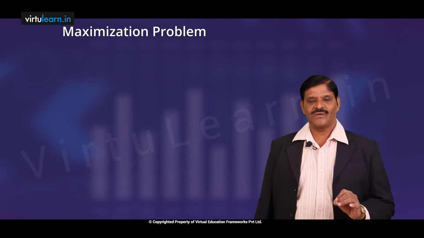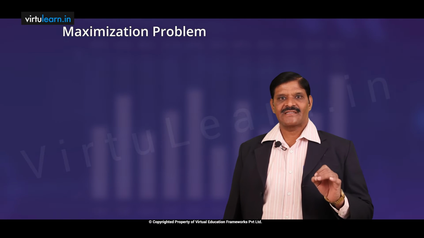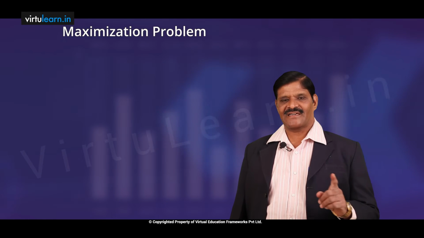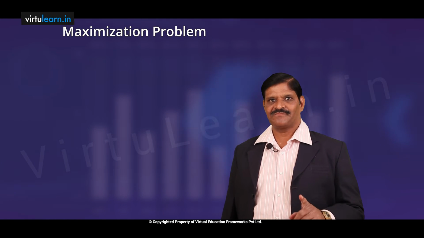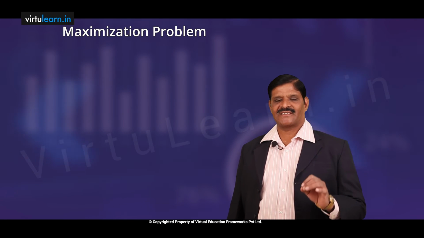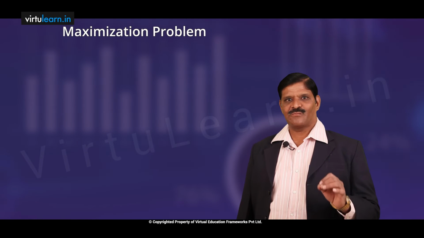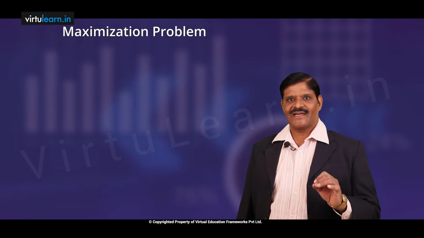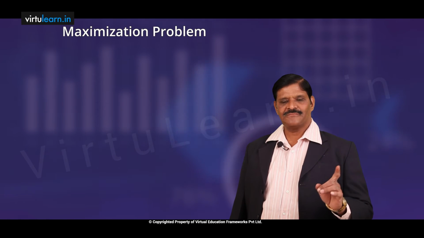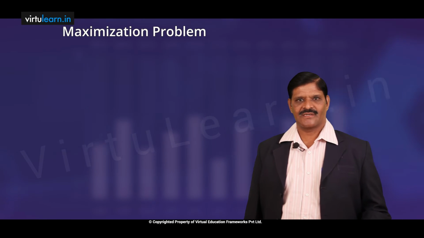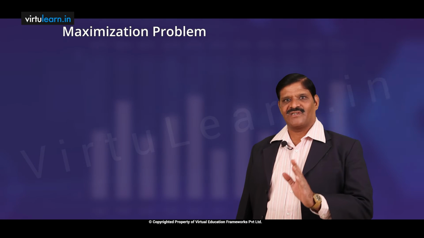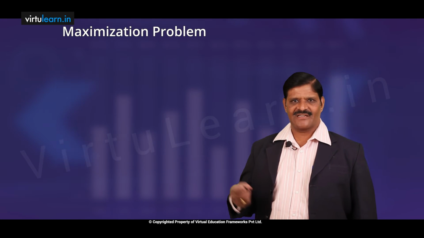How are we going to do that? We have to identify the highest element in the entire table. When a matrix is given, we have to identify the maximum value or highest element in the table, and all the elements of that table have to be subtracted from that particular element. That means that element minus that element will become 0. All the other elements will have some value. And now we have converted the table into minimization. Now we have to proceed as usual.